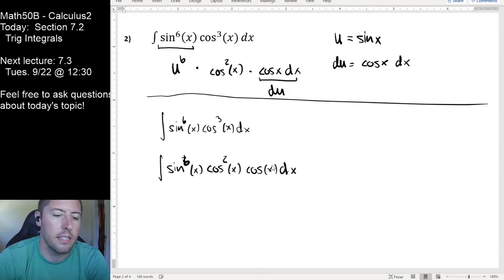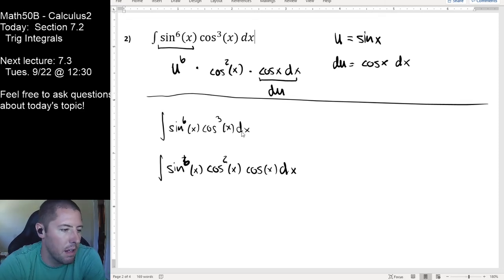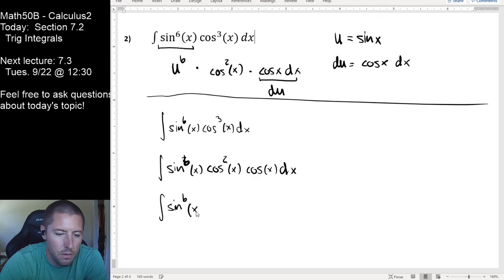The reason I think this is smart is because I'm setting myself up for a u sub where I can select sine to be u. That's going to give me my cosine x dx. And I think the only smart thing I've got to do now is use my Pythagorean identity here to also rewrite this in terms of some sine stuff.